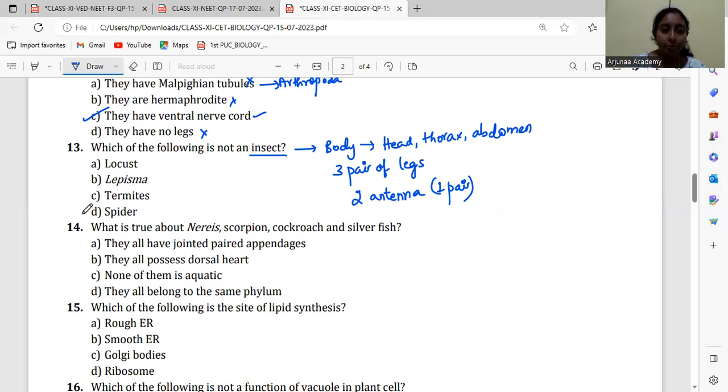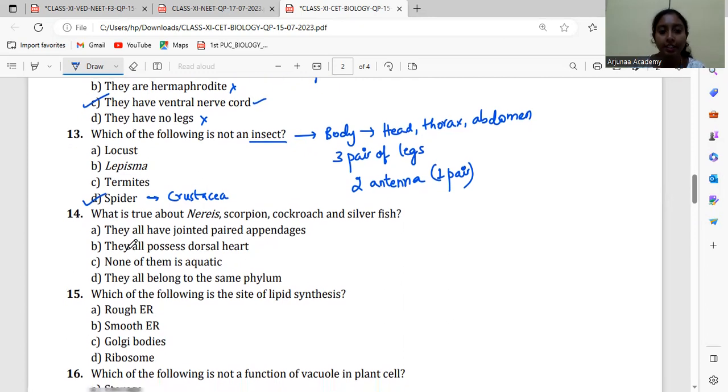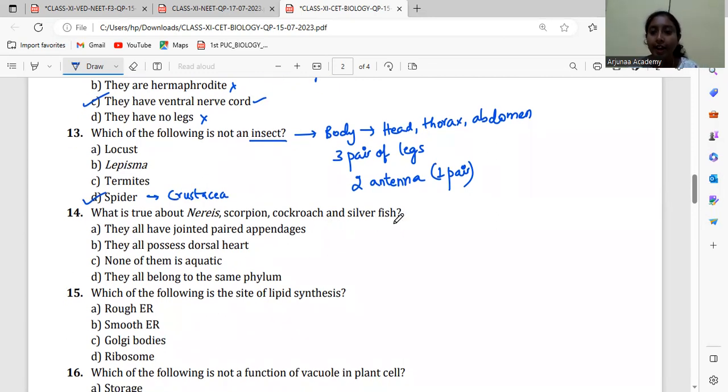So out of this, if we take spider, spider belongs to Arachnida. They have 4 pairs of legs, and the body is divided into cephalothorax and abdomen. So spider is not the insect. Then 14. What is true about Nereis, scorpion, cockroach and silverfish? Nereis belongs to Annelida. And scorpion, cockroach, silverfish, all of them belong to Arthropoda.